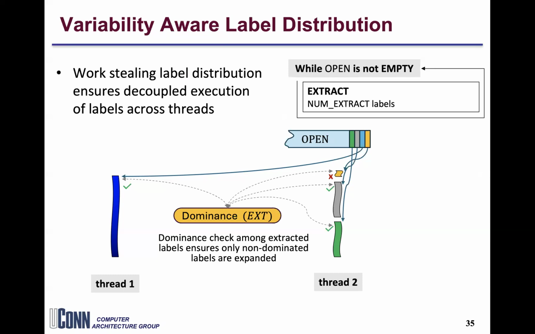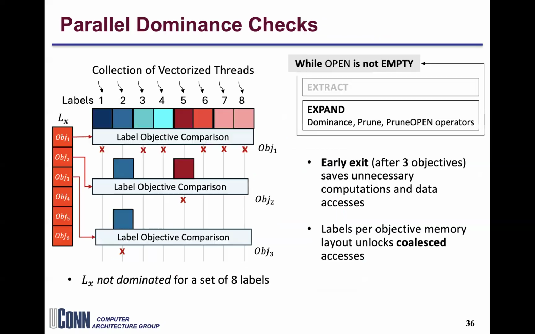Now, label processing time is highly variable, right? We saw that. So a thread can finish, fetch a new label, and keep processing. That's our label extraction parallelism. Pretty straightforward, right? The dominance check is our core in the expansion phase, where we're doing all these dominance operations.